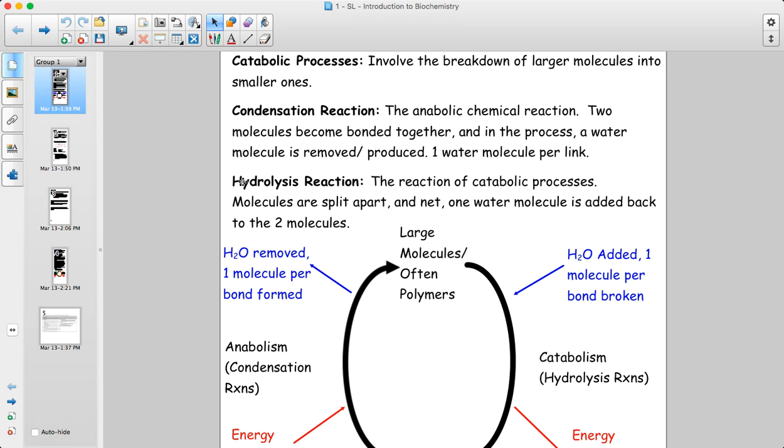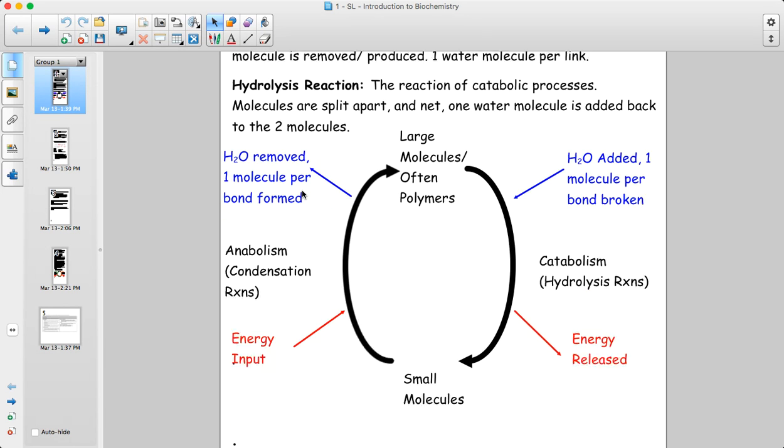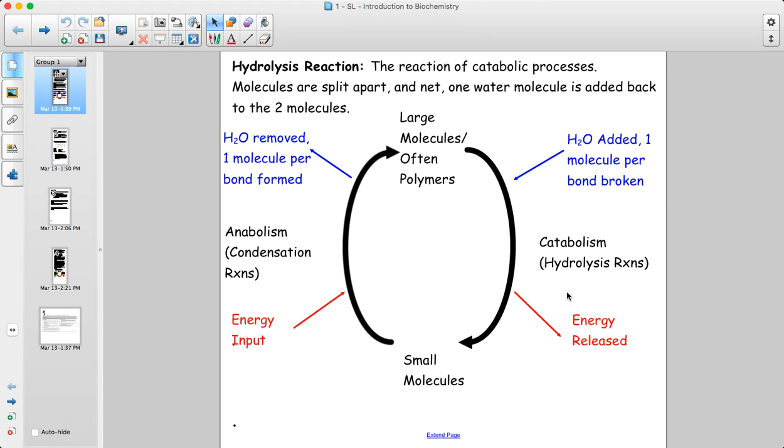Hydrolysis is the reverse. If you break down that word, it means cutting with water. And so this is what happens during catabolic processes. Molecules get split, and for every bond that gets split apart, one water molecule gets added back across the two different molecules. So overall, you can think of this as like a cycle.